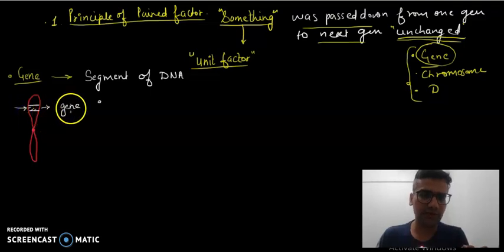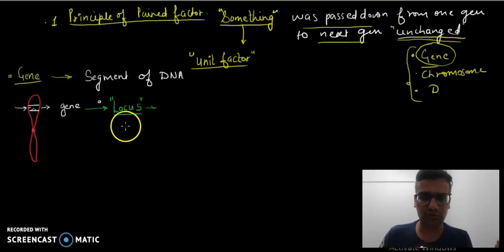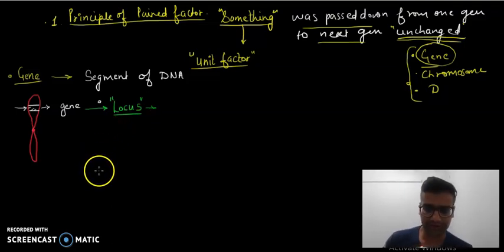This particular site on which this gene is present on the chromosome is what we call locus. So locus is basically the position of the gene on the chromosome.